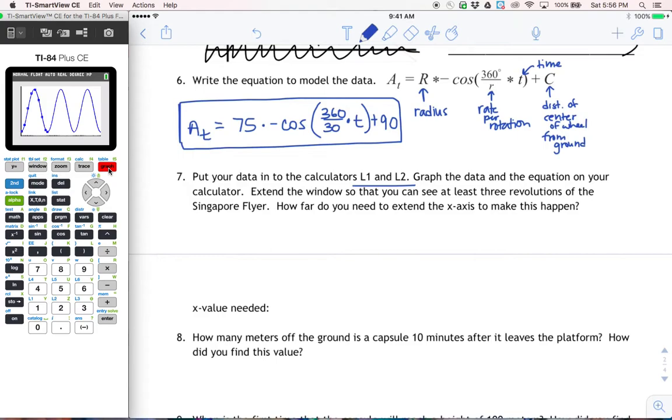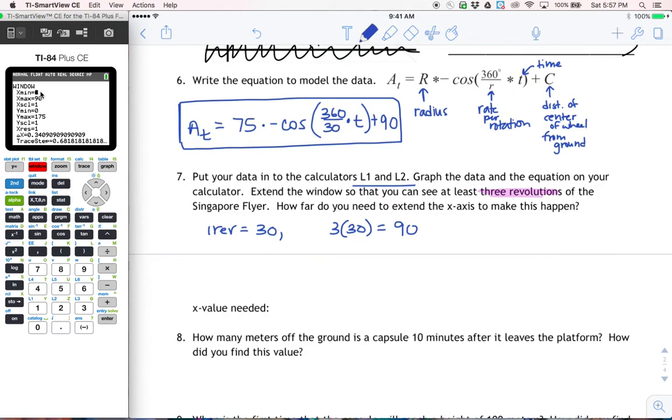And you guys will notice that I kind of already did the next part of the question as well, which I should explain. It says extend the window so that you can see at least 3 revolutions of the Singapore Flyer. Well, think about it. If 1 revolution was 30 minutes, and I want 3 revolutions, I would just do 3 times 30. So my window needed to go all the way to 90. So change your window on your calculator, click window, and look what I have here.